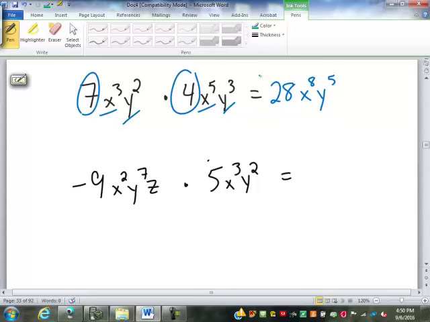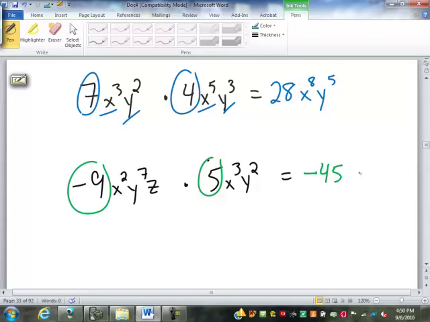When I see something like this, where should I start? Multiply the counts, the numbers. Negative 9 times 5 is, I heard someone say it there, negative 45.